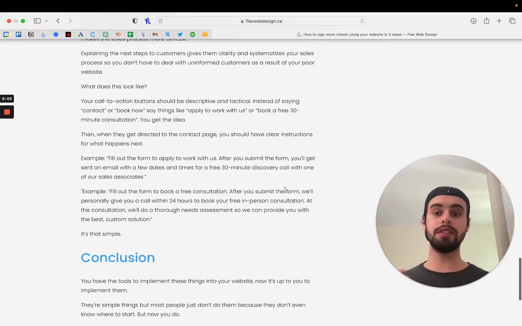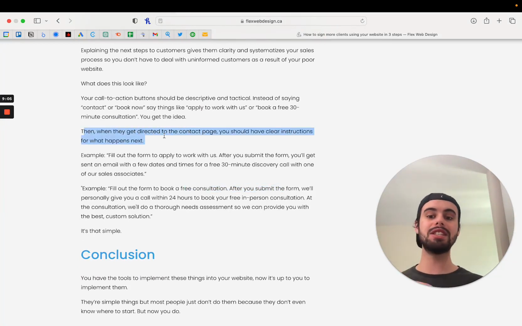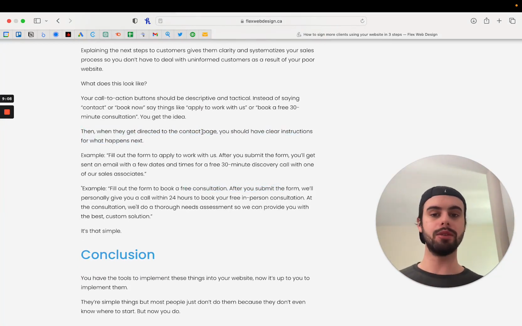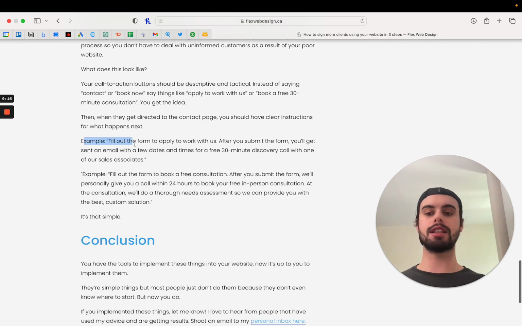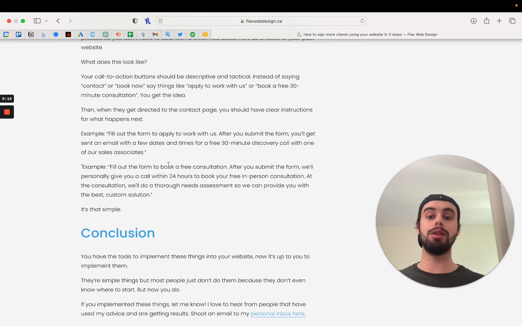And so this is not all. This is not the last step. When they get to the directed page, right? So it's probably a contact page or a landing page. You should have clear instructions for what happens next. So this is where you talk about your sales process. So this is an example here. Fill out the form to apply to work with us.